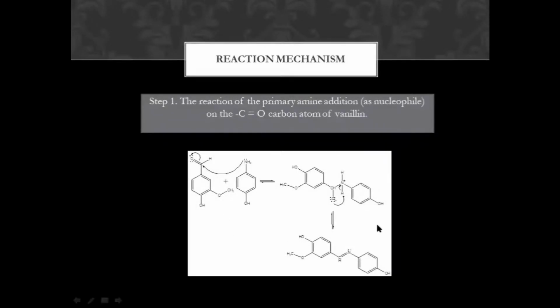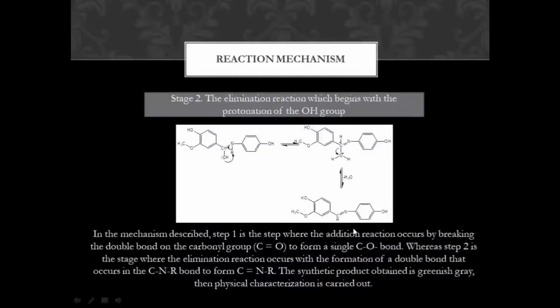Next, the reaction mechanism. Step 1: the reaction of primary amine addition. Step 2: the elimination reaction begins with the protonation of the OH group. In the mechanism described, step 1 is where the addition reaction occurs by breaking the double bond of the carbonyl group, C=O, to form a single C-O bond. Step 2 is where the elimination reaction occurs, with the formation of the double bond in the C and N bond to form C=N.